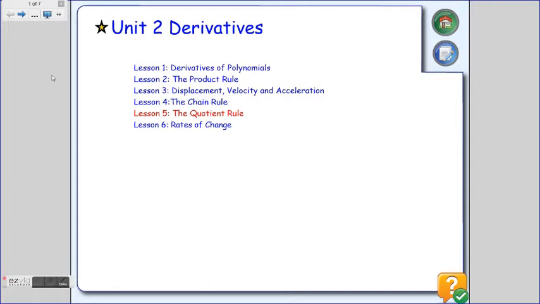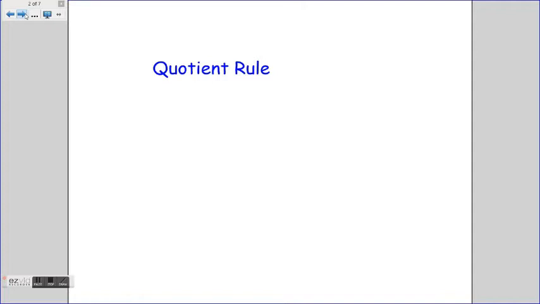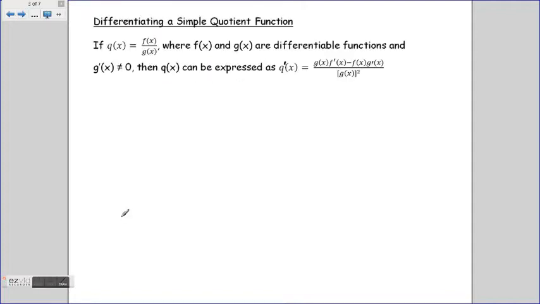Welcome to today's lesson. We are on Unit 2, Derivatives, Lesson 5, the quotient rule. In previous lessons, we looked at strategies to differentiate different types of functions and even more complicated types of functions. Today, the quotient rule is going to look at differentiating functions in the form of a quotient. Differentiating using the quotient rule.